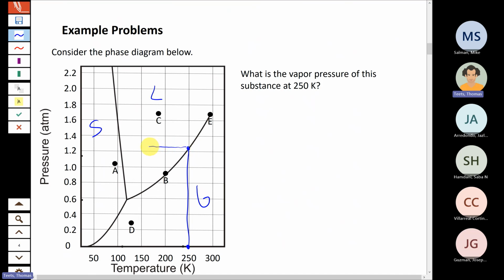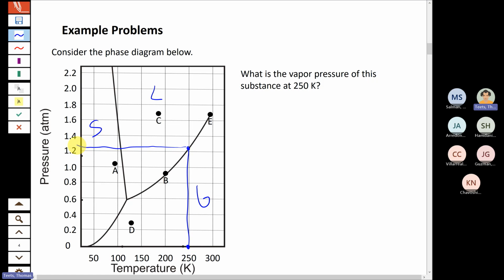We extrapolate over to the y-axis. It's a little bit above 1.2 atmospheres. We have to estimate a little bit, but we would say that the vapor pressure at that temperature is around 1.25 atmospheres, which tells us that we're above the normal boiling point, which we considered in a previous problem. But again, if you just read off this liquid-gas line here at any temperature, that's going to tell you what the vapor pressure of the liquid is at that specific temperature. And that's exactly what we did here.